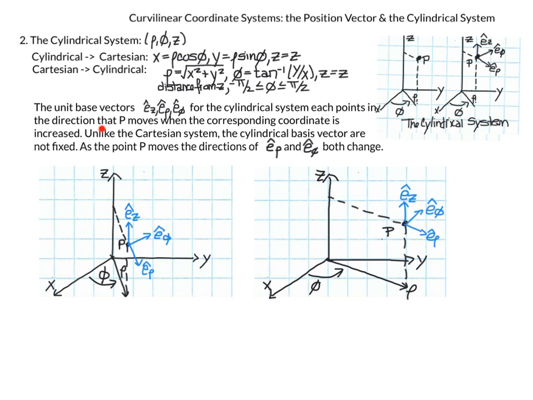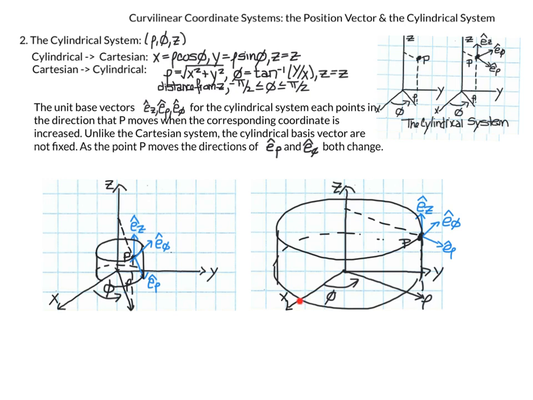And the important thing here is, unlike the Cartesian system, the cylindrical basis vectors are not fixed. As the point P moves, so like here we have one point P, here we have another point P, you notice that the bases for rho and the bases for phi also move. Z always points up.